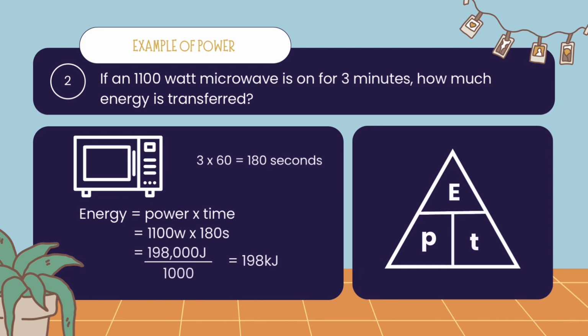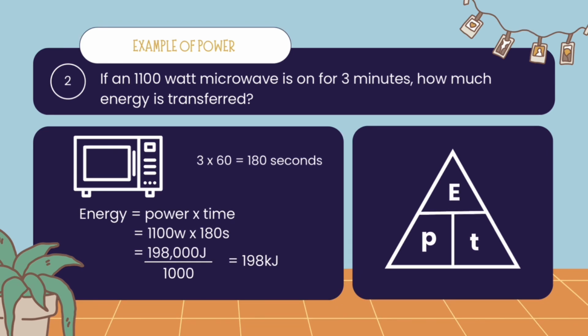Let's now try another example. If an 1100 watt microwave is on for 3 minutes, how much energy is transferred? First, we need to take our energy transfer equation and rearrange it to get energy transferred by itself. If we put the equation into a formula triangle like this, we can see that energy transferred will be equal to power multiplied by time. We also need to change our 3 minutes to 180 seconds by multiplying it by 60.